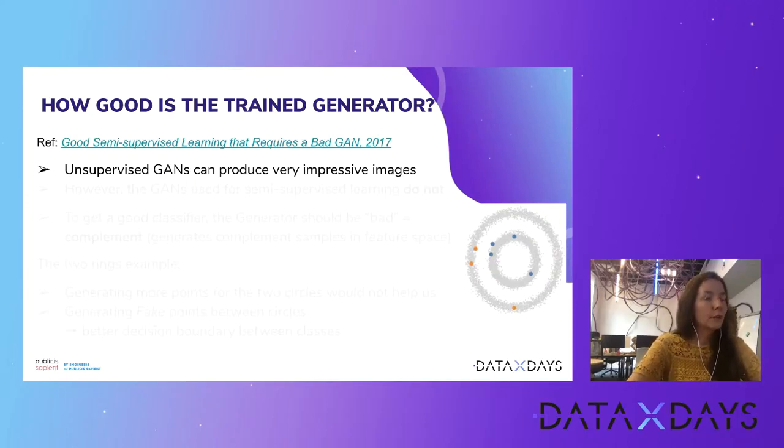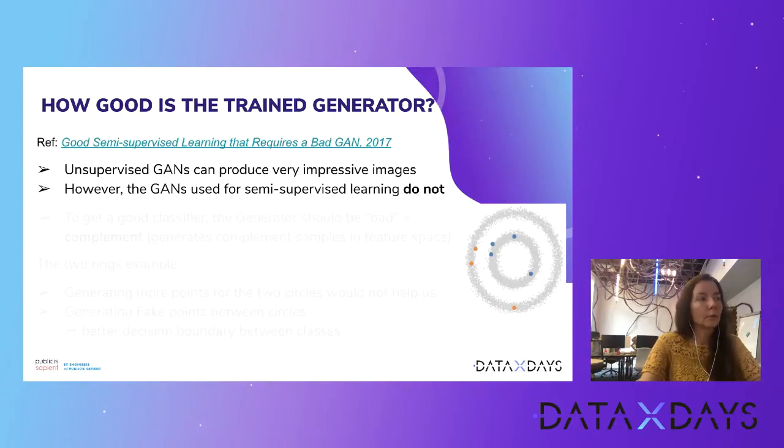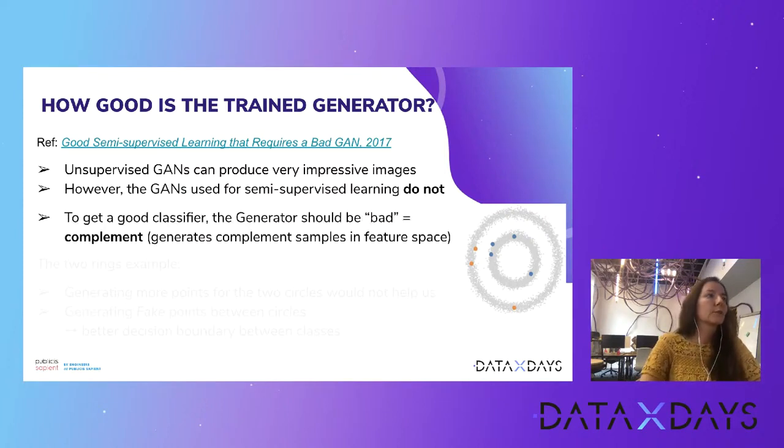So one thing I wanted to discuss, which I found a little surprising, although in retrospect, maybe I shouldn't have been so surprised. As I said, the generators from the unsupervised GANs can produce very impressive images. We have seen some examples of those. However, the GANs that are used for semi-supervised machine learning actually do not. They don't produce very good images at all, and there's a good reason for it. So now I will give a kind of hand-wavy explanation of a much more rigorous one that comes from this paper that I have a reference to, the paper from 2017.